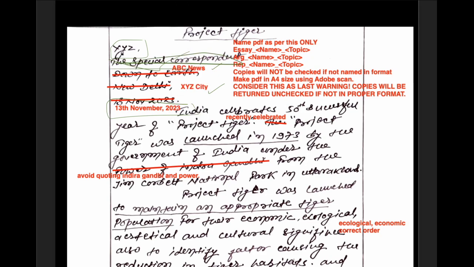XYZ is your name. ABC News is the report you write for. And XYZ city is the city where you're writing. You do not write New Delhi. You do not write your exam center. You do not mention anything. You can attract negative marks for that. Okay.